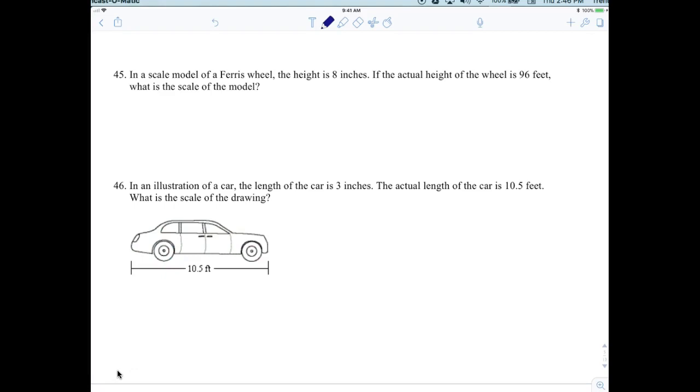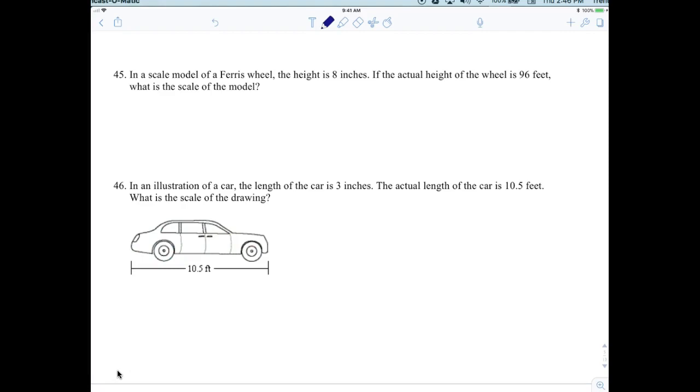If the actual height of the wheel is 96 feet, what is the scale? Now listen to me, guys. There are two ways, I don't care which. But there is a scale and there is a scale factor. The scale factor is how many times bigger. Think of that factor: it involves multiplication.